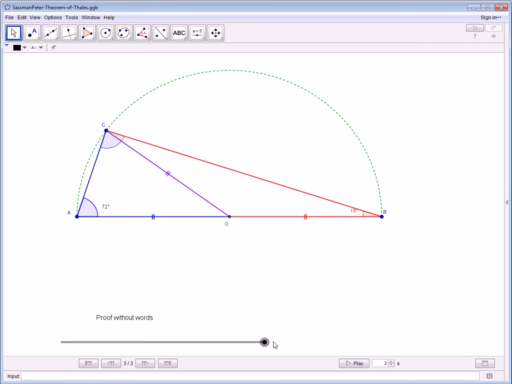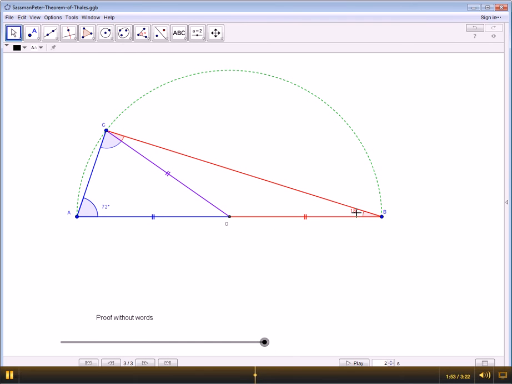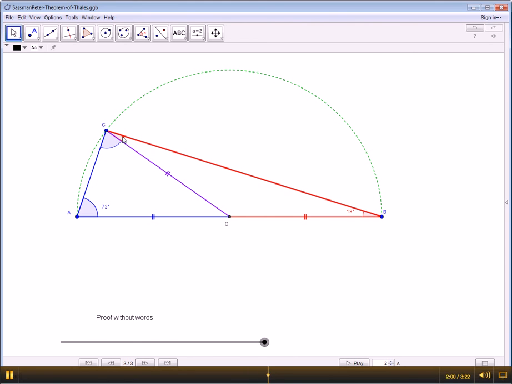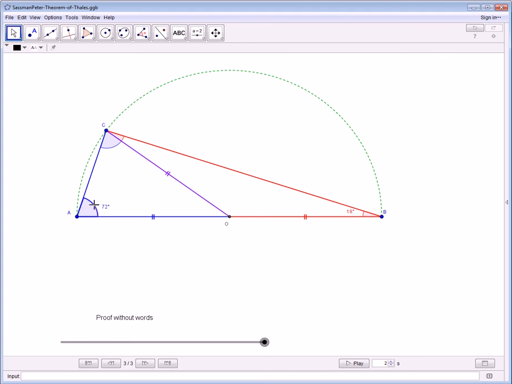So when we connect it, again, we have these two isosceles triangles. So therefore, this angle here, so angle B, will be the same angle here. So these red angles will be equal, as will these two blue angles here. So this angle is 18 degrees, so therefore this also is 18 degrees. And this angle is 72 degrees, so therefore this one is as well.